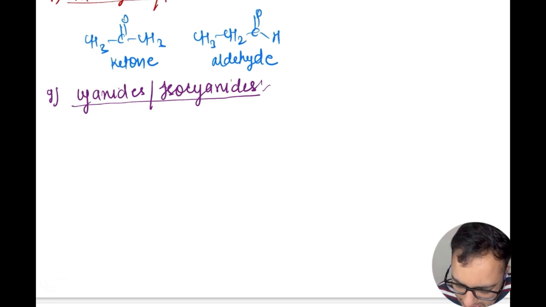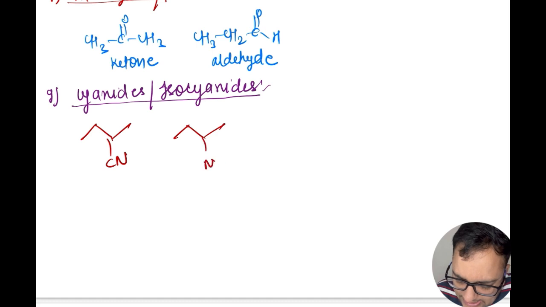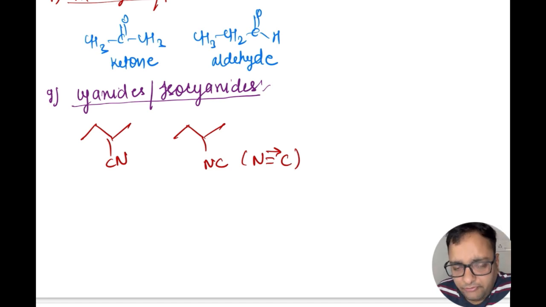Next is cyanide and isocyanide. Now, cyanide and isocyanide we have. This is our CN. This is our NC. This is called isocyanide. The 4 bonds of carbon are fulfilled because of one coordinate bond of nitrogen with carbon.